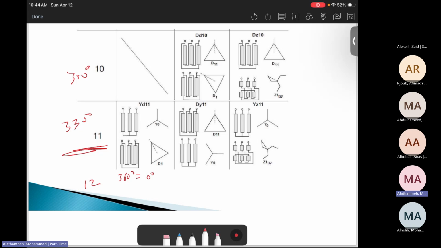Then Yd11 and Dy11, Yz11, you need to know what each one means. 11 means 330 degrees. The capital letter means the primary. The small letter means the secondary. And the Z means zigzag.